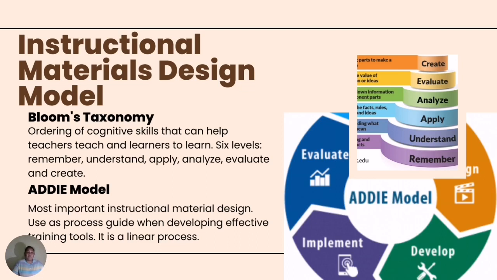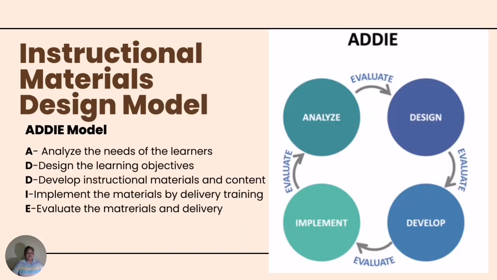The next model is the ADDIE model. It is the most important structural material design used as a process guide when developing effective training tools. It is a linear process. So the ADDIE model is the abbreviation which stands for A, analyze the needs of the learners. D, design the learning objectives. D, develop the instructional materials and content. I, implement the materials by delivering training. And the last one, E, evaluate the materials and the delivery.